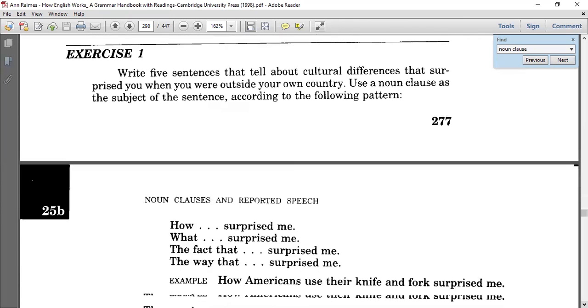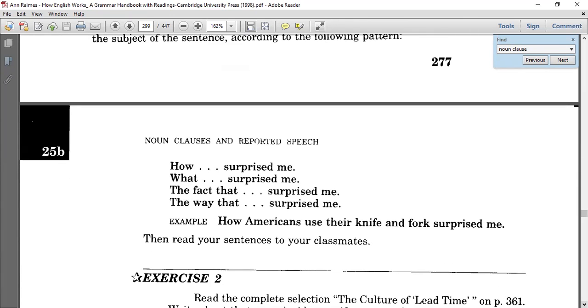Look at the pattern here. How surprised me. What surprised me. The fact that surprised me. The way that surprised me. And there is an example here: How Americans use their knife and fork surprised me.